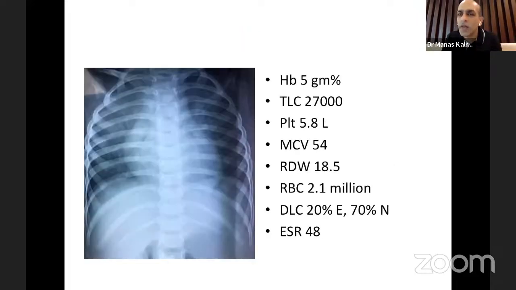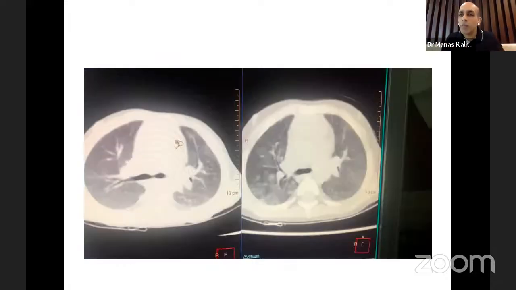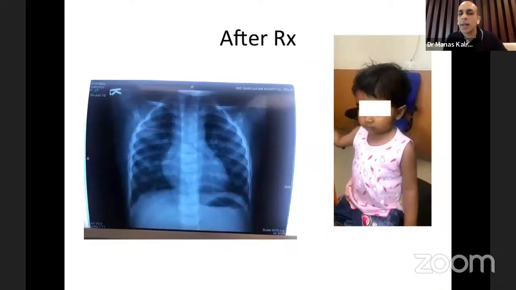Why is the hemoglobin still very low? So that made us think that, okay, there may be another condition. And because of the lung problem that was going on and on, we did a CT and found hemorrhages in the scan. And this child actually had idiopathic pulmonary hemosiderosis. The child kept on bleeding into the lungs. And after giving steroids, the child completely became better. And the iron deficiency also improved.